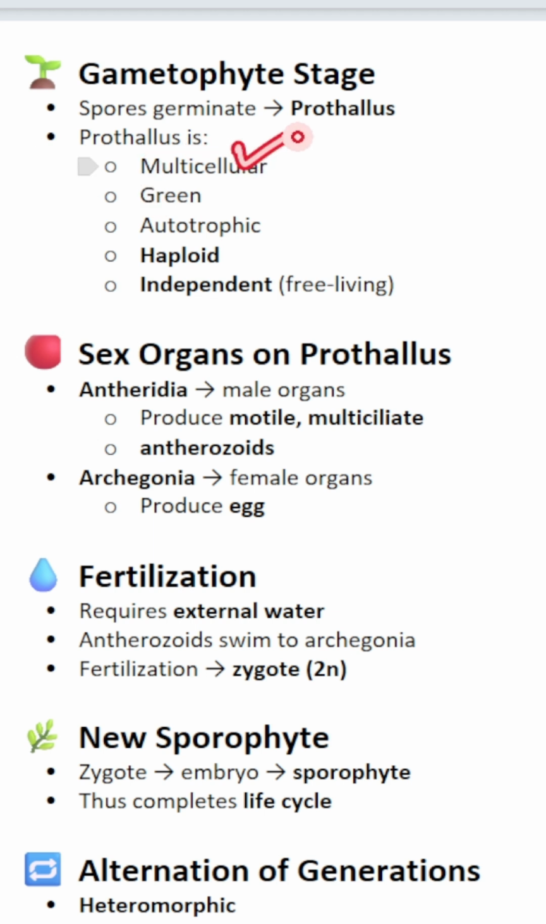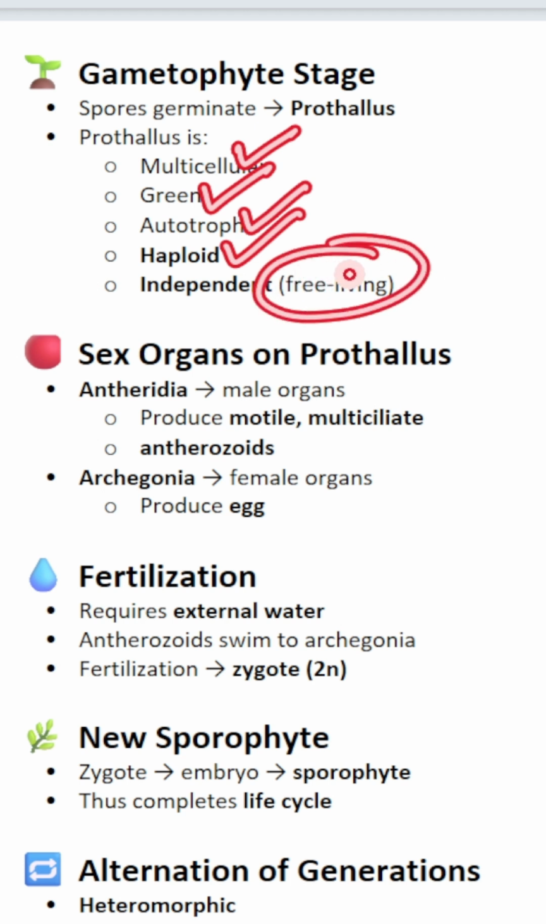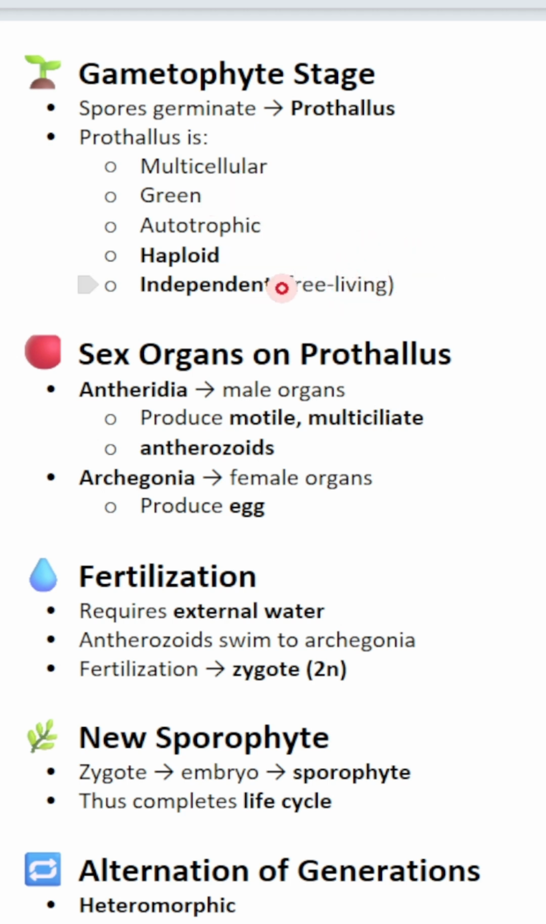The Prothallus is multicellular, very green and autotrophic in nature. It is haploid and independent, means free living, and never depends on the sporophyte. Got it? They are normally green, so they are photosynthetic in nature. But as it is a gametophyte, it is haploid in nature.